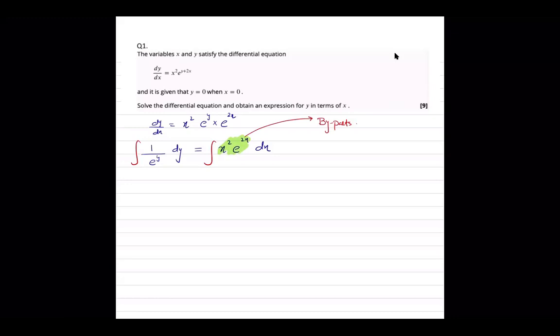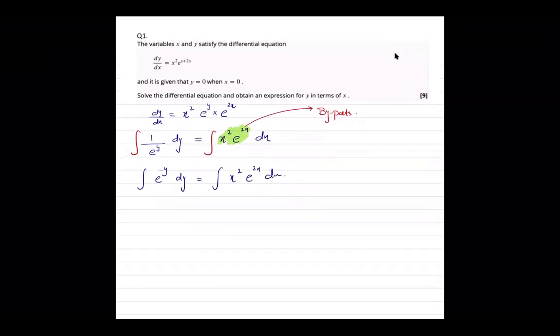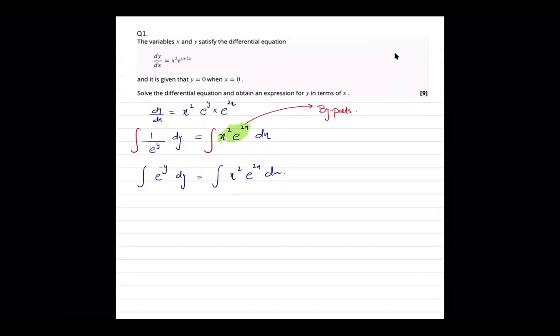The left side is very easy to integrate. This is just going to be e to the power of negative y dy, and on the right, the integration of x square e to the power of 2x dx. What is the integration of e to the power of minus y? It's the same thing, divided by the differentiation of the power. But for x square e to the power of 2x, you have to use integration by parts.